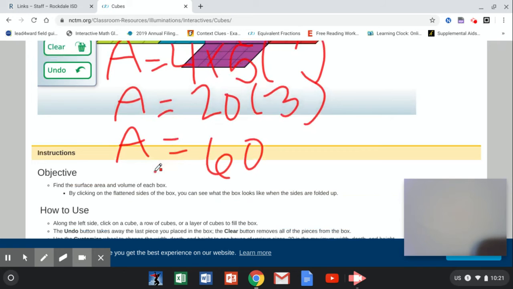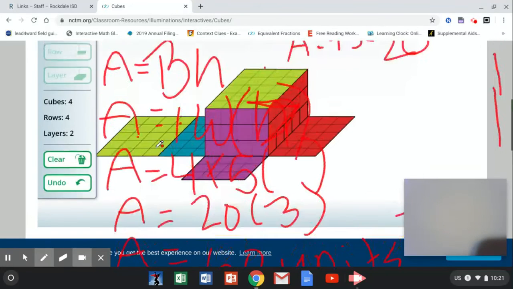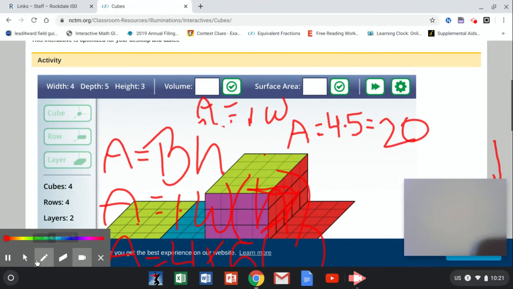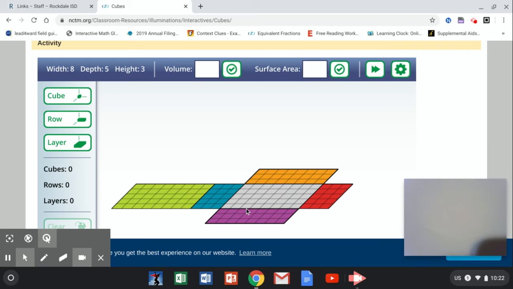So units, I can use units cubed because it doesn't tell me if it's inches, feet, or so on, okay? I'm going to pause right there and clear it, and we're going to do another one.